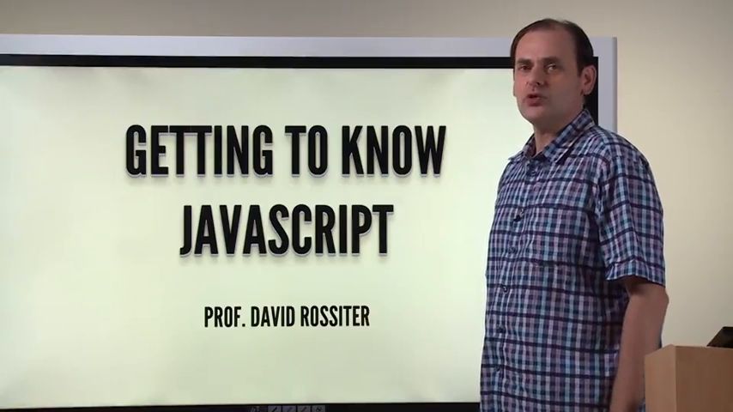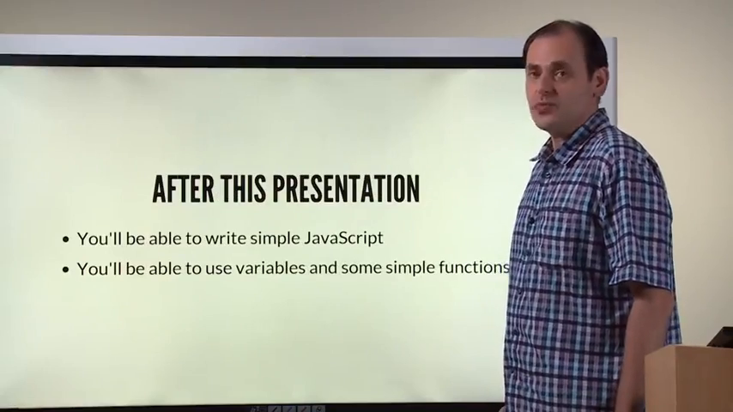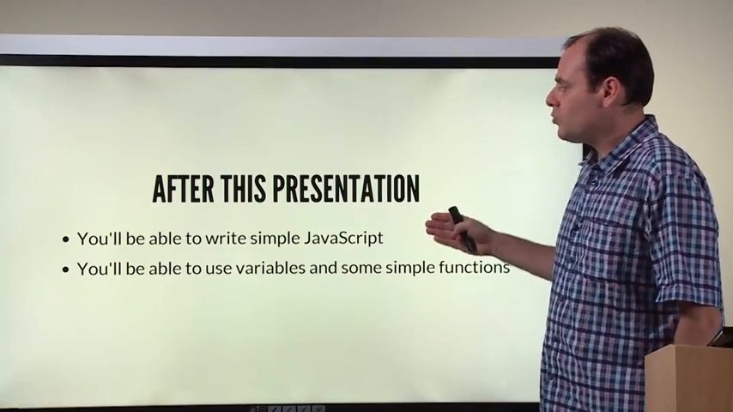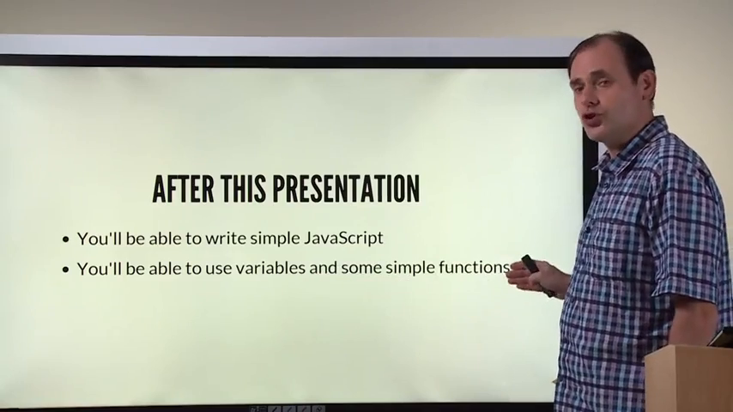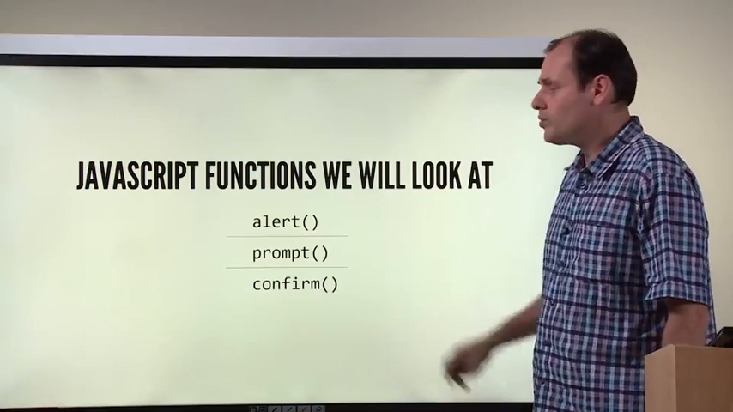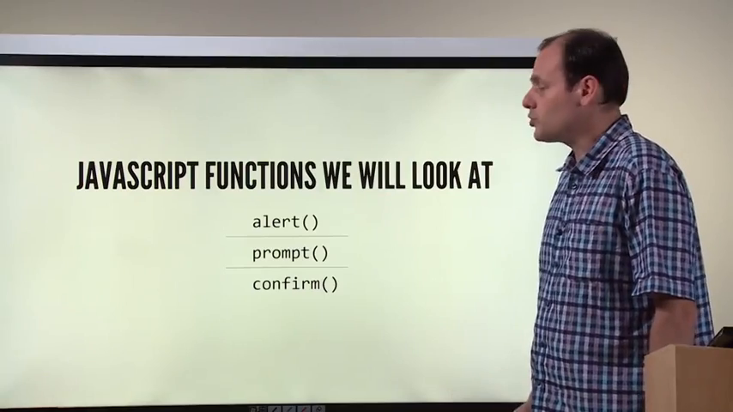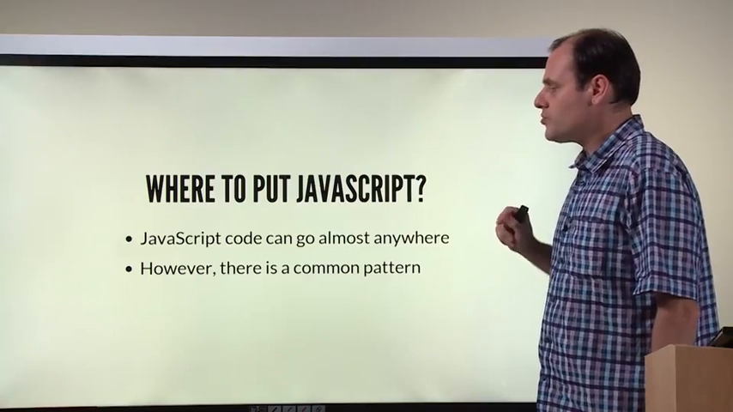Okay, now let's start doing some pretty simple JavaScript. After this presentation, you'll be able to write this simple JavaScript, and also you'll be able to use variables and some simple functions which are part of JavaScript. These are the functions that we're talking about: alert, prompt, confirm. They're all pretty straightforward to use. So we're going to do programming of JavaScript.